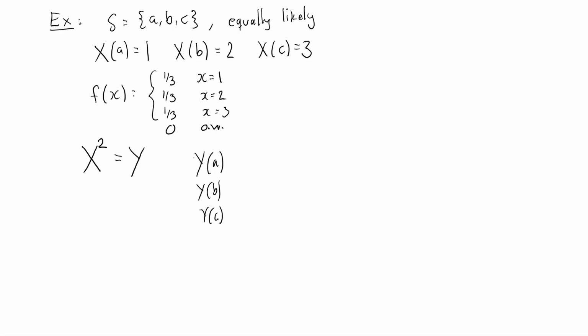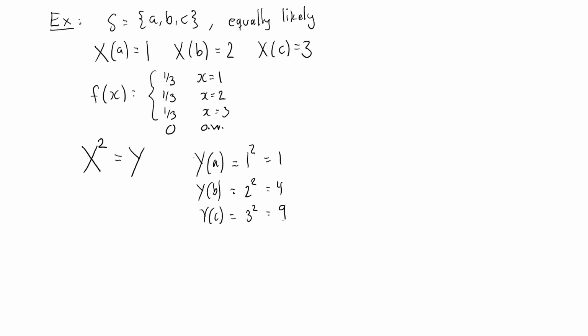The way we define it is that Y of A will be equal to whatever x of A is, squared. Squared because Y is x squared. So this will be equal to 1 squared because x of A is 1. Y of B will be equal to 2 squared, which is 4. And Y of C will be equal to 3 squared, which is 9. This is our new random variable.